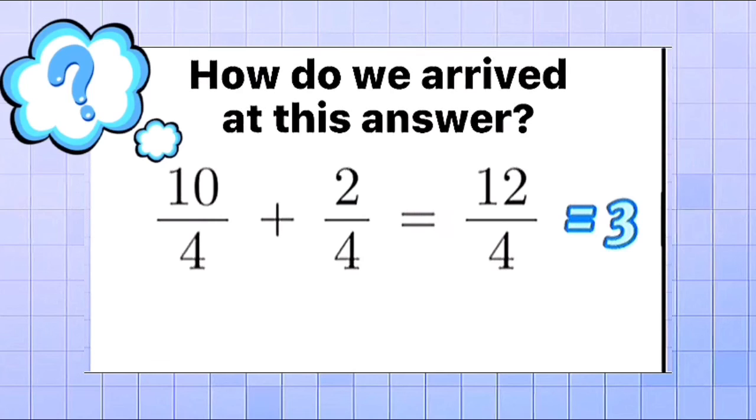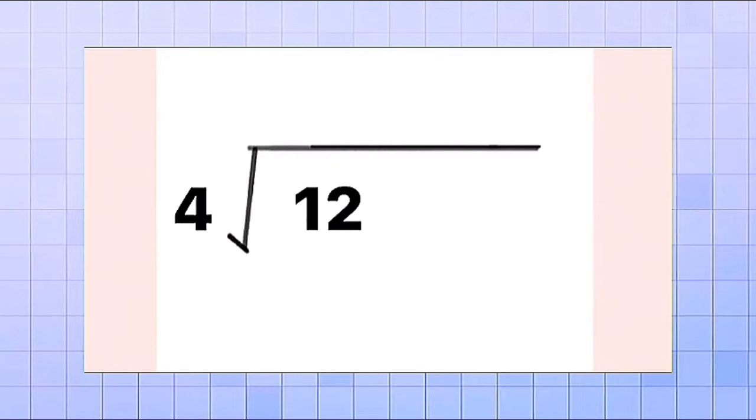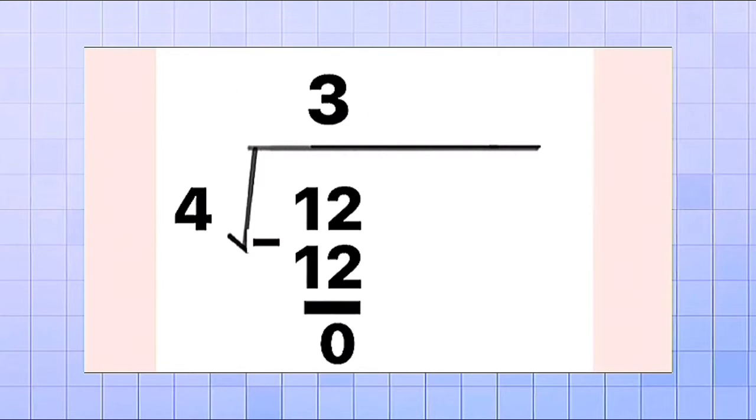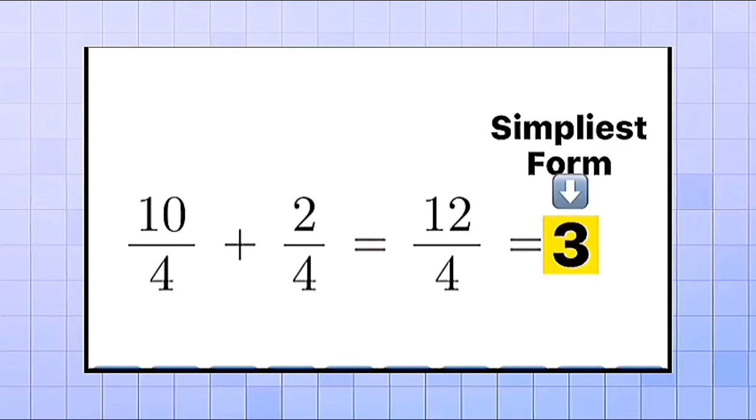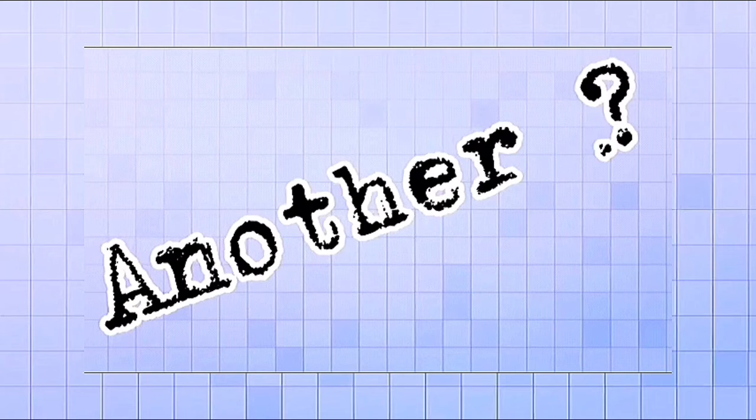But how do we arrive at this answer? Basically, since 12 can be divided by 4, we can now solve it. To solve this, we ask how many 4s does it take to make 12? Or you can think with us, how many 4s will fit into 12? It's easy to see that the answer is 3 because 3 times 4 is 12, with a remainder of 0. So we can now say that the simplest form of 12/4 is 3. Did you get it? Well, let us take another similar fraction problem.